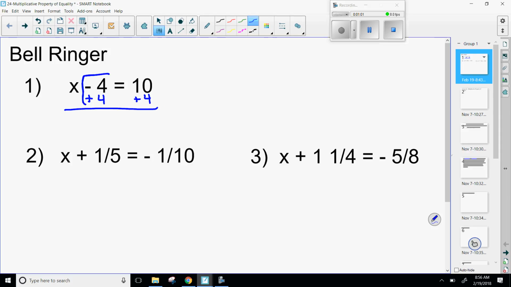These are additive inverses, and what do you know about negative 4 and positive 4? They cancel out to give you just 0. So what you are left with on the left-hand side is X, and on the right-hand side you are left with 14. So X is equal to 14. Not 6, I would correct that if I were you.